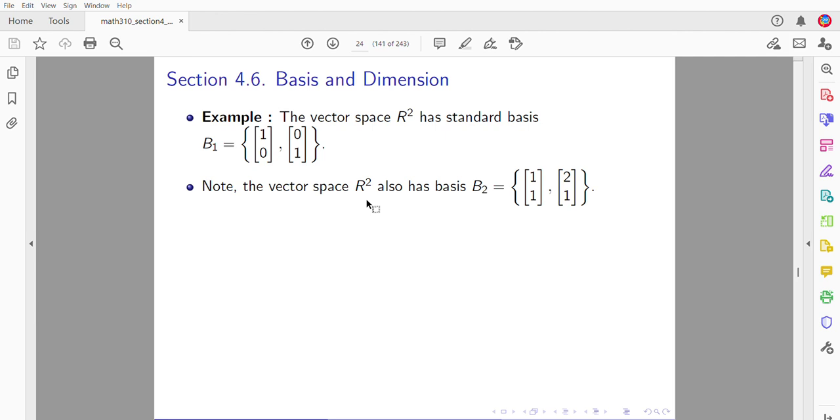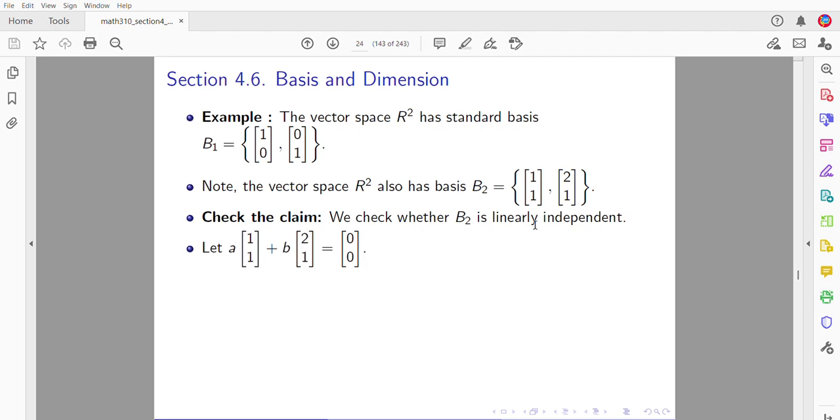Now, the same R2 also has basis 1, 1 and 2, 1. Okay. We have to check the claim. Is B2 also a basis? Well, let's check whether it is linearly independent.